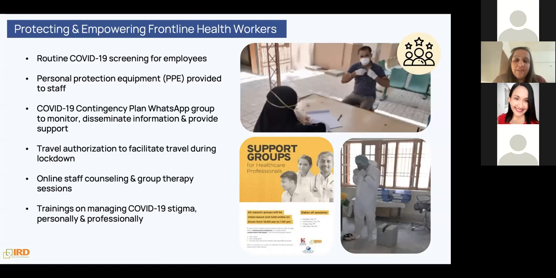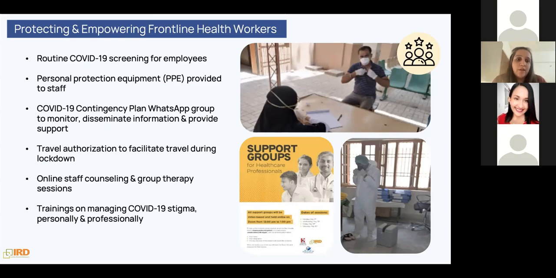We obviously needed a very, very active and empowered team during this time. And so a key area that we focused on was to ensure that our teams were protected and empowered, since they were functioning as frontline workers. They themselves were very anxious and worried about what they were doing and what that would entail. And so we provided support in terms of routine COVID-19 screening for our employees. We provided safe and secure personal protective equipment to all our staff.